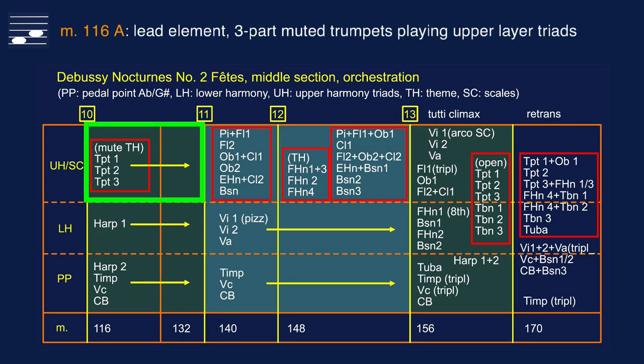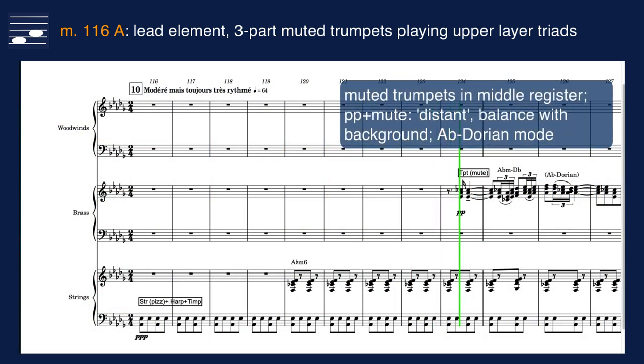Next, we zoom in on the first main element statement by three muted trumpets in middle register, playing upper layer triads. Playing muted and pianissimo gives the feeling of distance and guarantees balance with the background, not overpowering the soft strings.